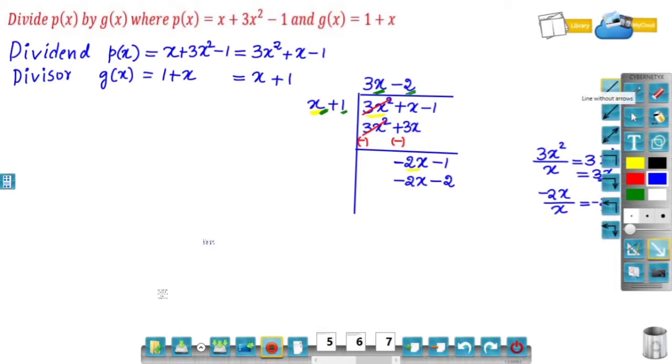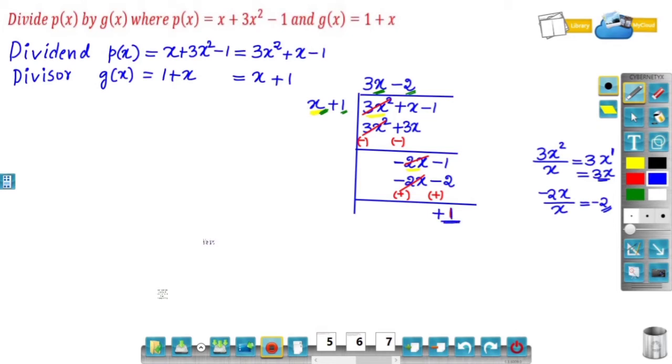After that, subtract. Remember, while subtracting, you have to change the sign. Minus 2x becomes plus 2x. Minus 2 becomes plus 2. Now, minus 2x plus 2x is 0. Minus 1 plus 2, having different signs, so subtract. 2 minus 1 is 1. Bigger number sign is plus. So, plus 1.